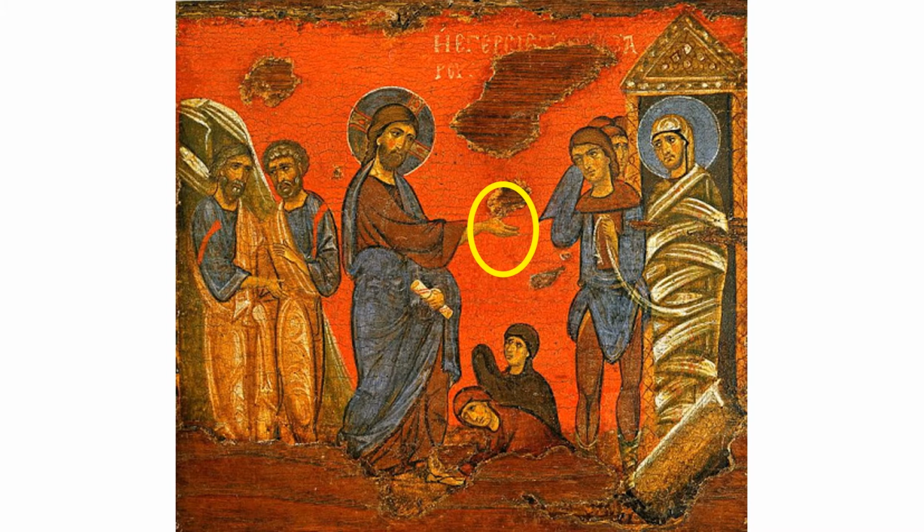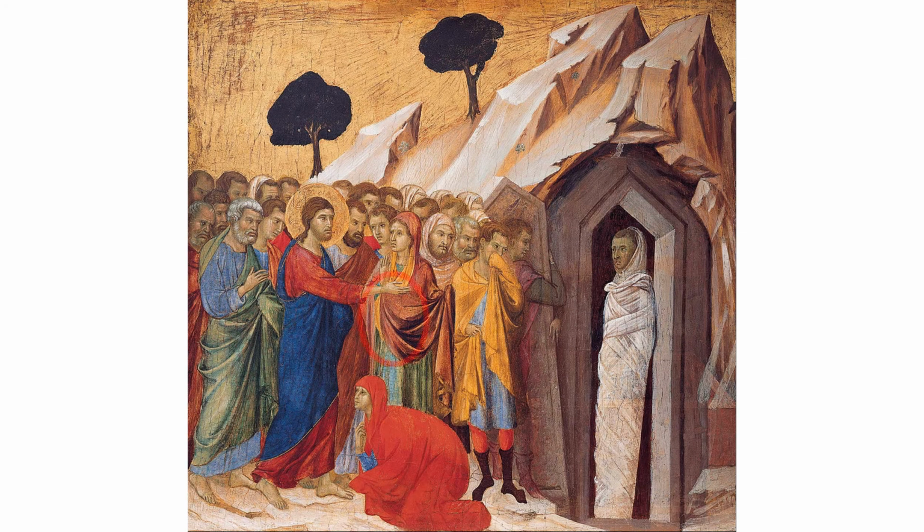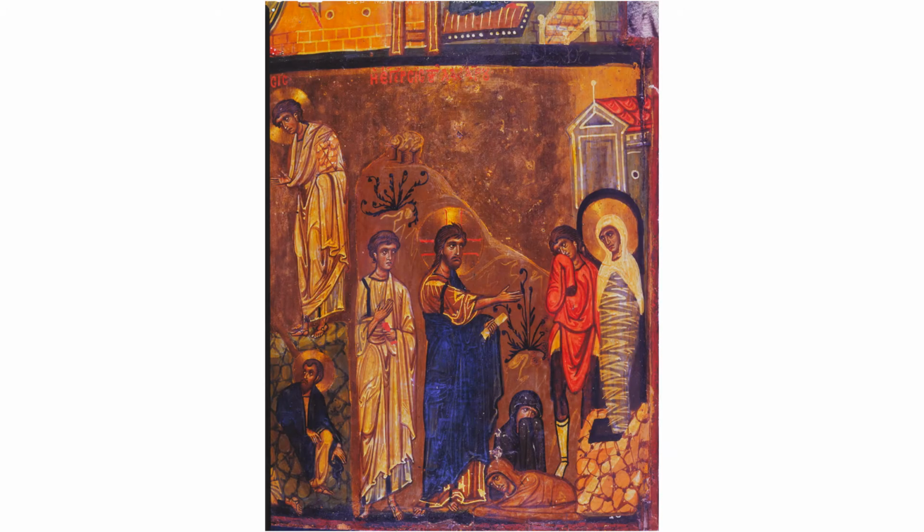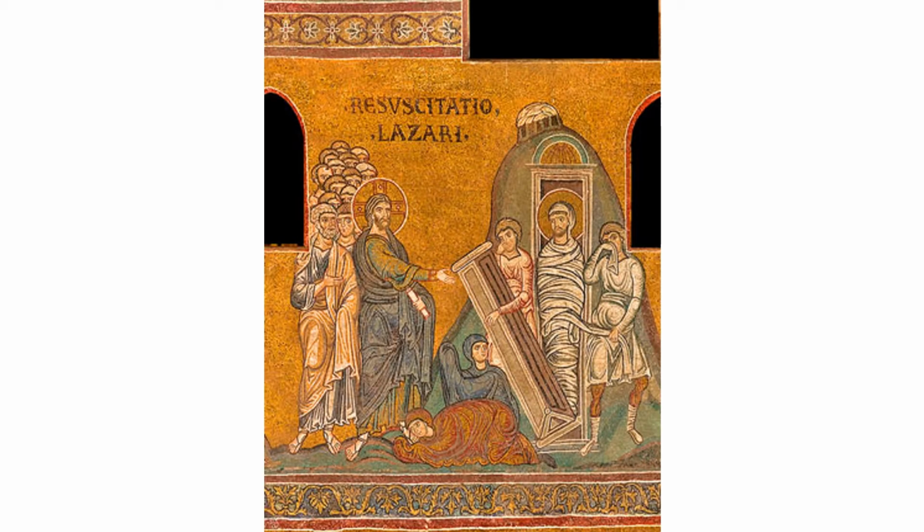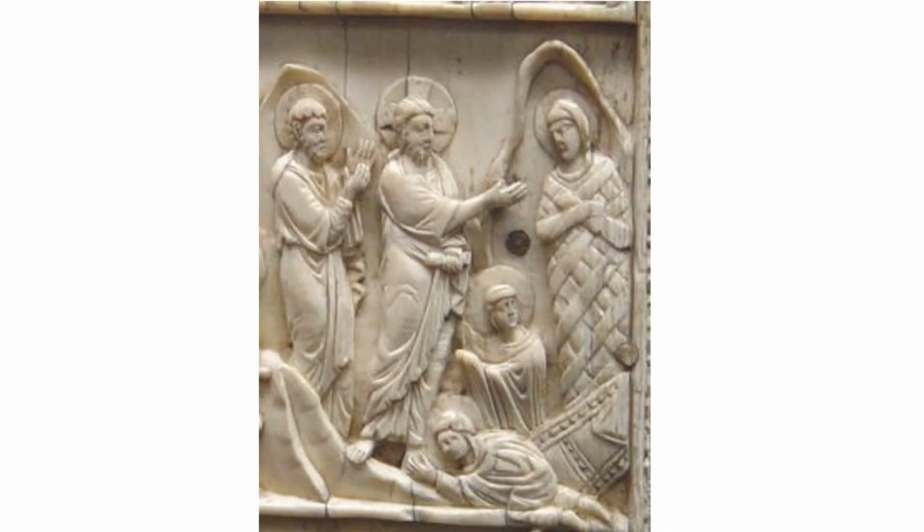Here in this example in Greece, in Athens, the same gesture, the showing hand. Duccio di Buoninsegna, a Byzantine icon again, and Monreale, not far from Palermo. The same gesture. An ivory of the 9th century, showing hand, but also the scroll in the other hand. Both hands are translating each other.